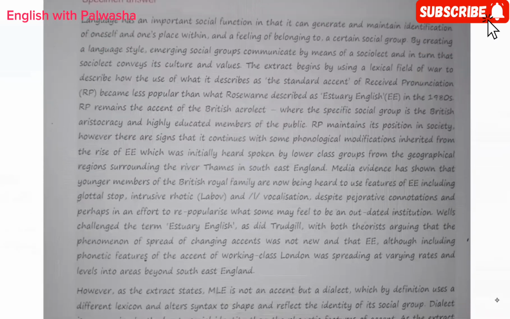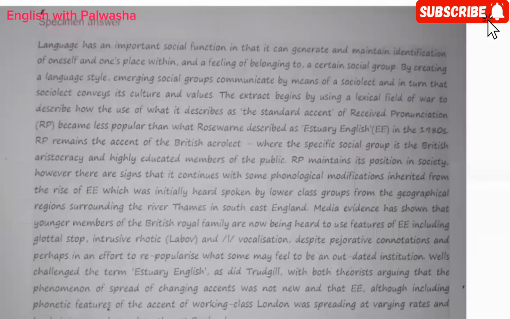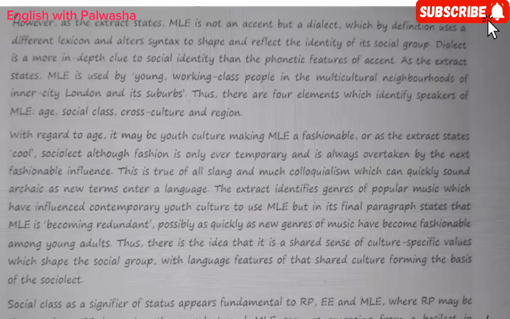And I'll also send you again. This is the way we're going to start it, and then we need to move on to words, keep on using the transition words when you're beginning it. However, as the extract says, Emily is not an accent. As you have explained this, Mariam, this was the way we need to explain this. Then, with regard to age, it may be youth culture making Emily a fashionable, or as the extract states, cool. So the words and the slang they have used, we are going to embed them.